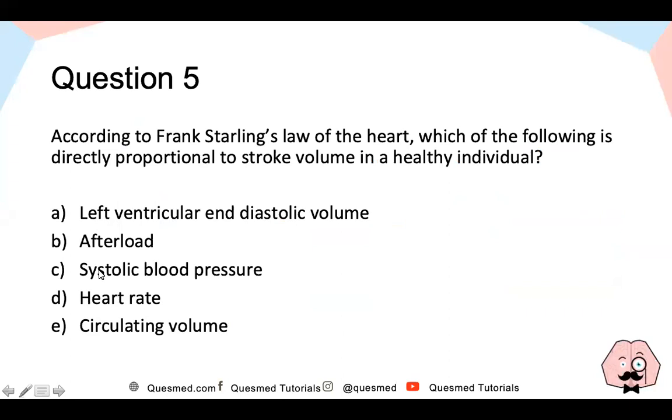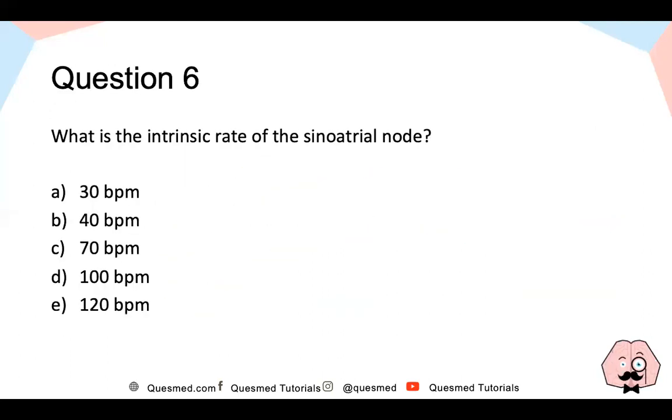Okay, so this is the same question as last time. We'll skip over this one.